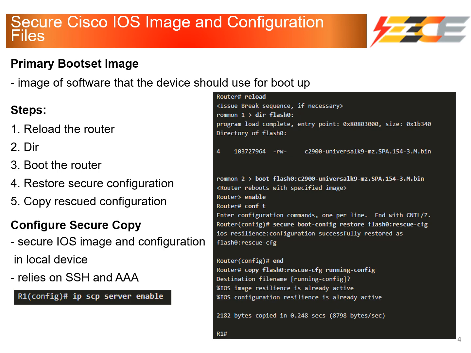Next step is enter global configuration mode and restore the secure configuration to a file name of your choice using the secure boot config restore command, followed by the flash memory location, a colon, and file name of your choice. And lastly is copy rescued configuration. By doing this, you have to exit the global configuration mode and issue the copy command to copy the rescued configuration file to the running configuration.